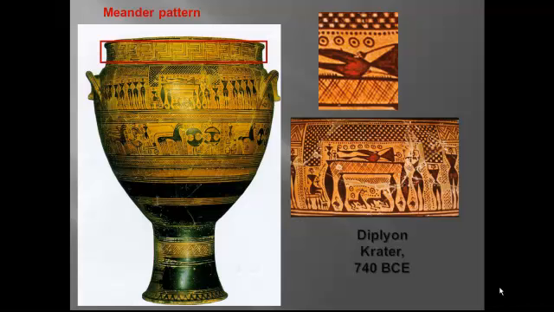A crater is a vessel for mixing wine and water. It's usually wider at the top and has handles placed high on the vessel. A meander is the pattern, the key pattern around the top, and you'll continue to see this in Greek vases even after the geometric period.